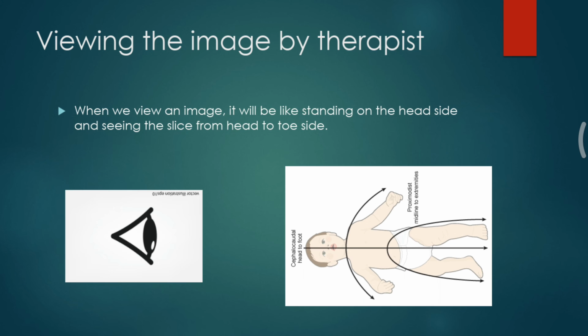And the image, when we are viewing the image, it goes from cephalocaudal. What it means is, it is like when you are lifting up a CT scan and you are looking into it, you are looking from the head end towards the leg end. So the slice which is cut goes from the head end to the toe end. That's how you see the image.